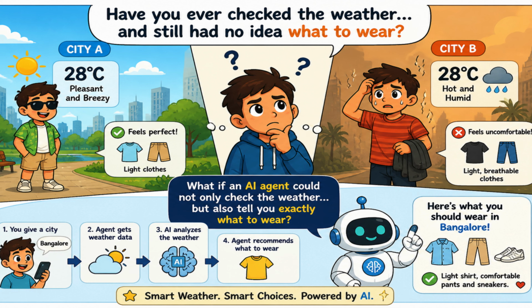Have you ever checked the weather and still had no idea what to wear? 28 degrees in one city feels perfect, but in another it's hot and humid. Same temperature, completely different experience. The problem isn't weather data, it's what you do with it. So what if an AI agent could not only fetch the weather but also tell you what to wear?